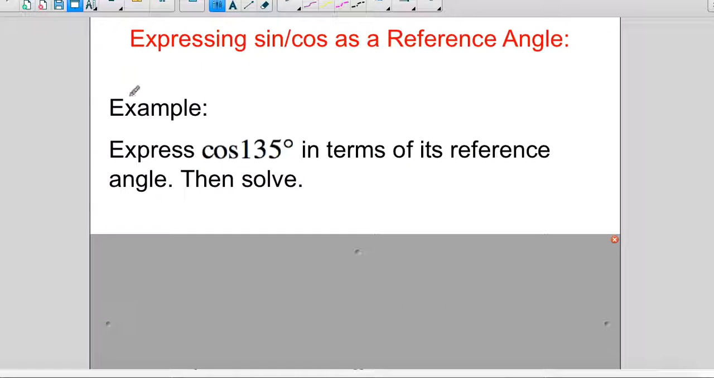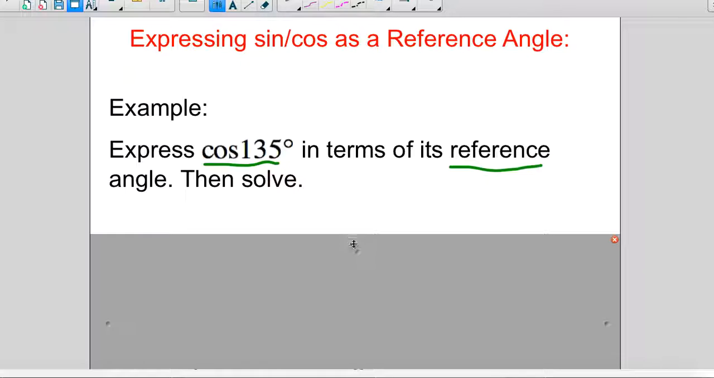And then the last thing that we want to do today is to write things that are not expressed as reference angles, in terms of sine and cosine, and even other functions like tangent and cotangent, as reference angles. And then if you can evaluate it, go ahead and evaluate it. But like right here, cosine of 135. There are two things you need to worry about: cosine, and 135 degrees. Since it says express as a reference angle, find the reference angle first.